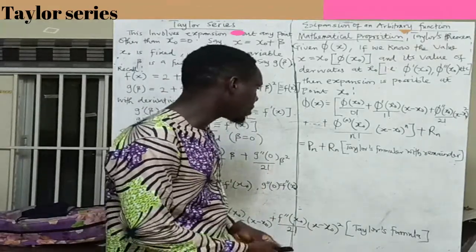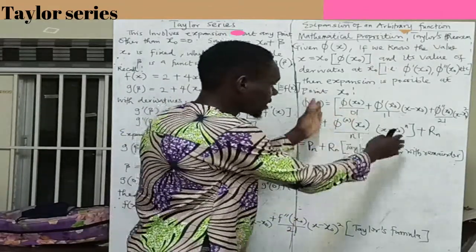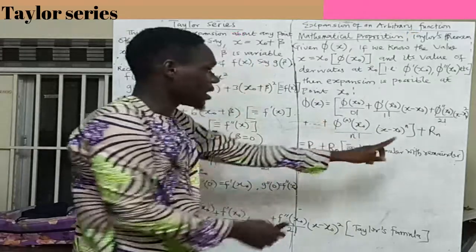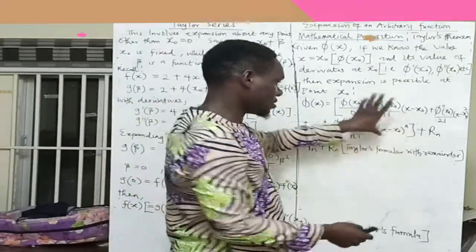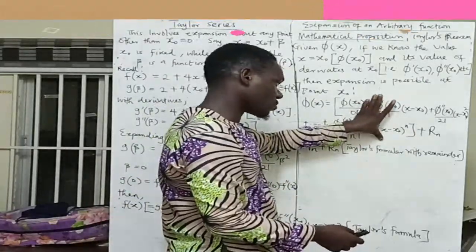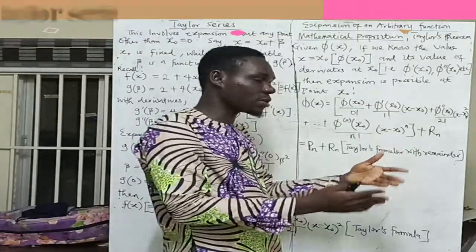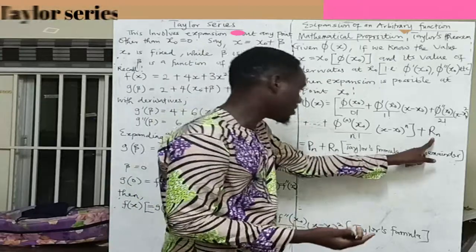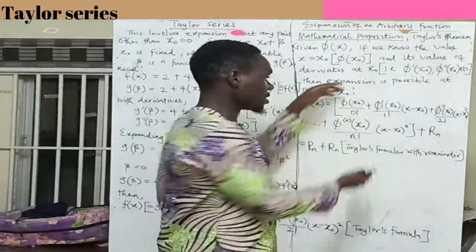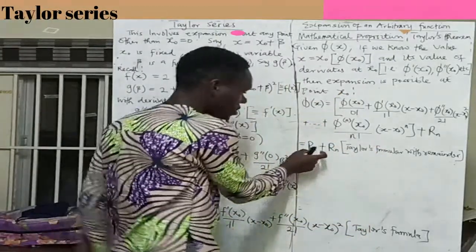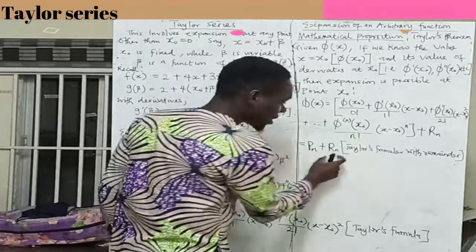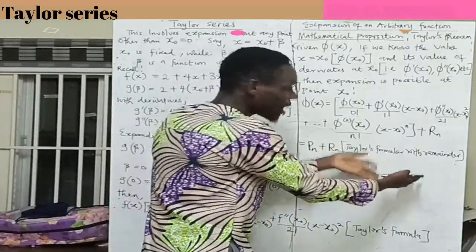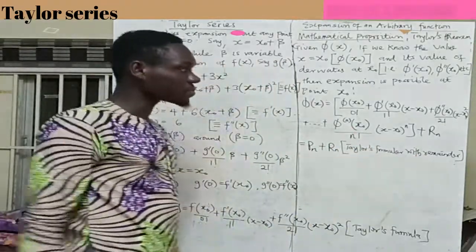And here, this term in brackets is the expansion of the original function. But let's assume now the situation where there happens to be a remainder, we'll have this term. So this is the sum of the expansion of the original function, which is this, and then the remainder term. So that's Taylor's formula with remainder.